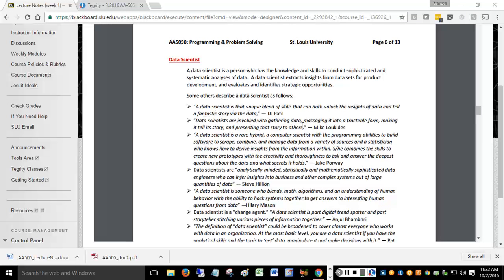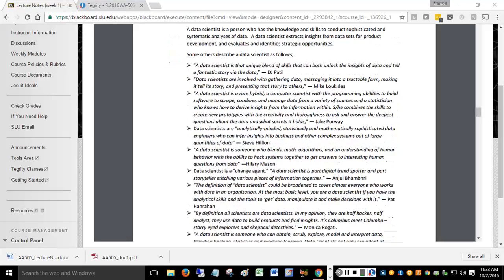Now they're pulling this together, and you will have people who can gather this data. You have people that can analyze the data. You can have people that can tell the story of the data. A data scientist does all of this.